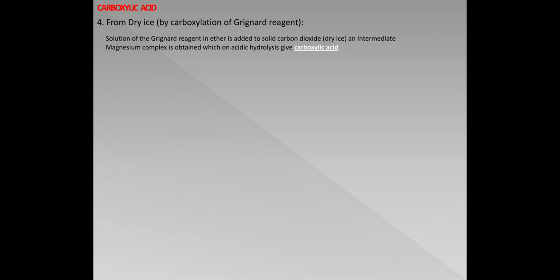Now see the reaction. RMgX, this is the Grignard reagent, and here carbon double bond oxygen. This addition takes place in presence of dry ether. This MgX is partial positive, and R is partial negative. So this MgX will attach to the oxygen and R will attach to the carbon.